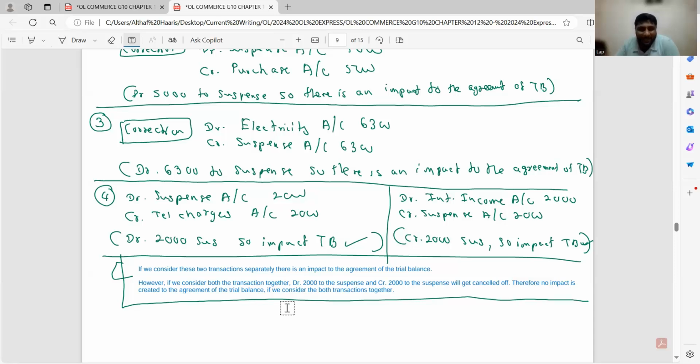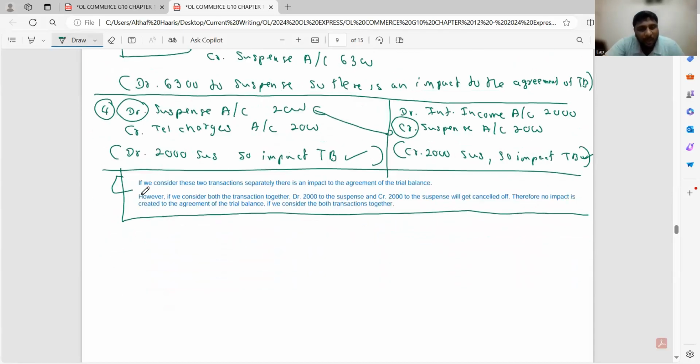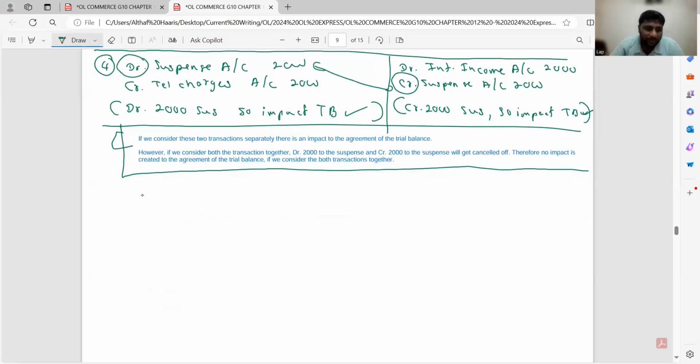No. Because people, here see what has happened actually. Here on the debit side you have 2000, here on the credit side you have 2000. That 2000 to 2000 gets cancelled off. It will become 0 if you take it together. So that's the meaning of the note I have given. Now let's move to the fifth one.